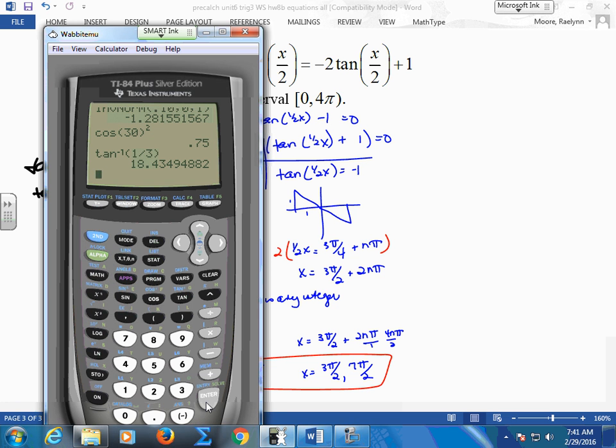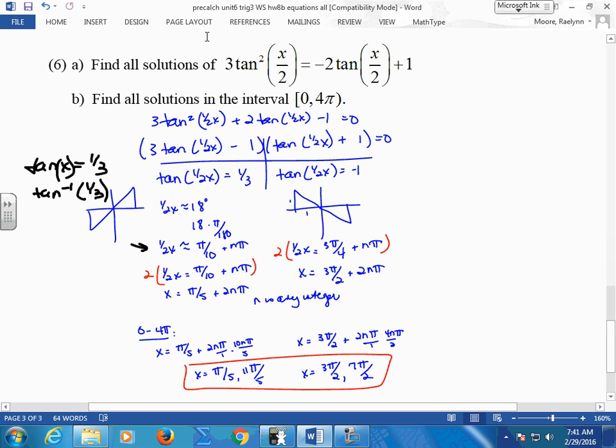Yep. So set it up in radians. That's pretty close. Well, by using 18 degrees also, it allows you to get to a better radian measure, since we just estimated.